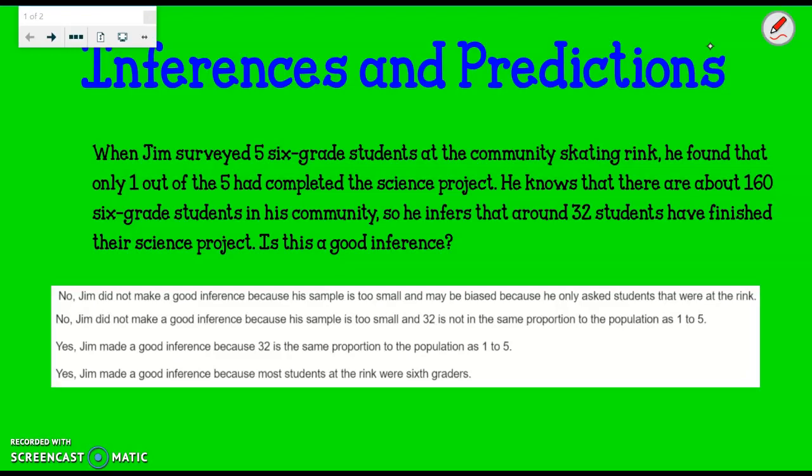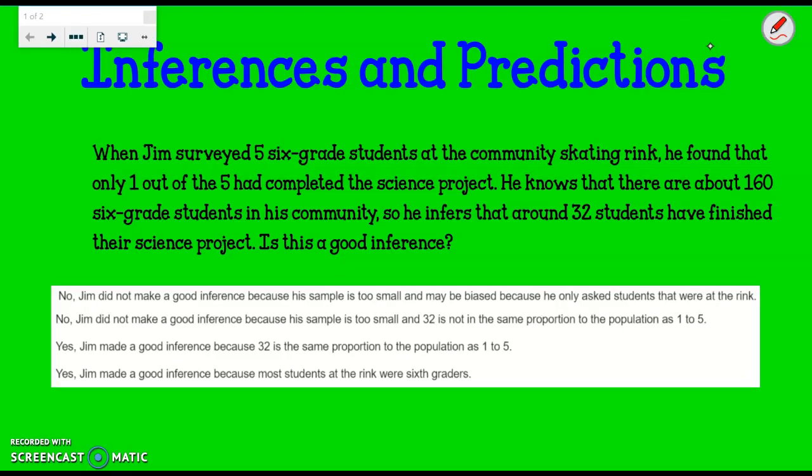So in order to get a well-rounded, accurate prediction, we need to have a few things in place. We need to have a big enough sample size, because the bigger the sample size, the more accurate of a finding that you're going to get. So, I'm going to read through this problem and then we'll work through it together.